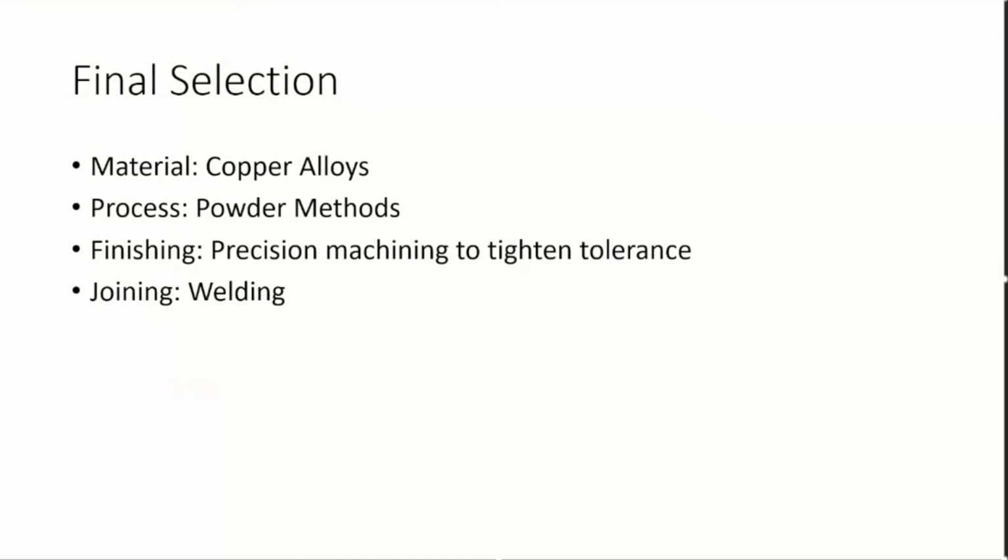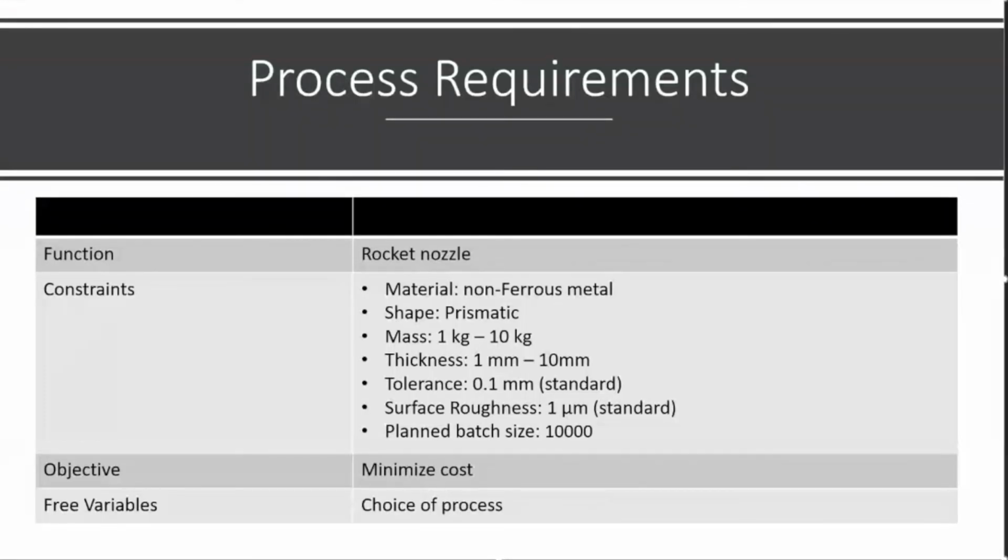So with that in mind, we chose the material as copper alloys. Based on what I found online with Launcher, the process has to be powder methods, and the finishing has to be precision machining to tie in the tolerance and roughness, and the joining method is welding or the 3D printing methods as well. So working backwards, this is what we came up with.